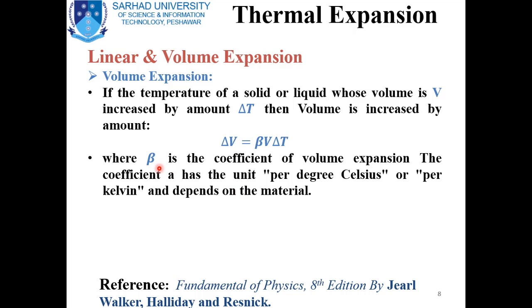So beta is known as the volumetric coefficient of expansion, and the SI unit of beta is per Celsius or per Kelvin. And for a solid, the relation between the coefficient of volume expansion and the coefficient of linear thermal expansion is given as beta is equal to 3 times the coefficient of linear expansion, which is alpha. So beta is equal to 3 alpha.